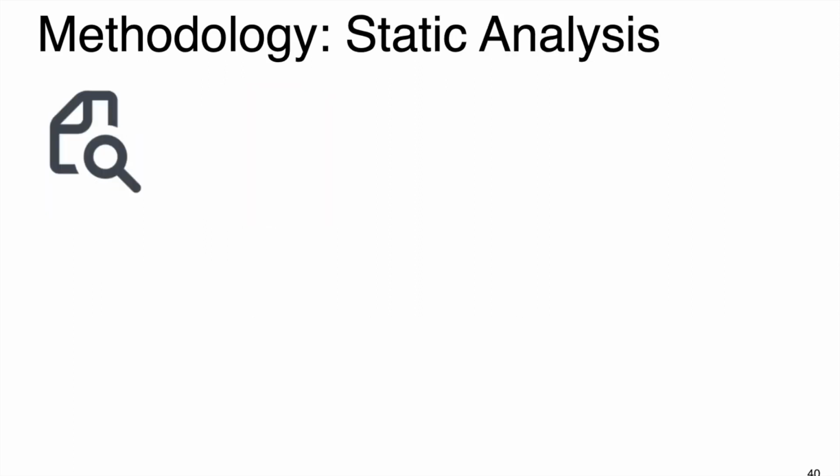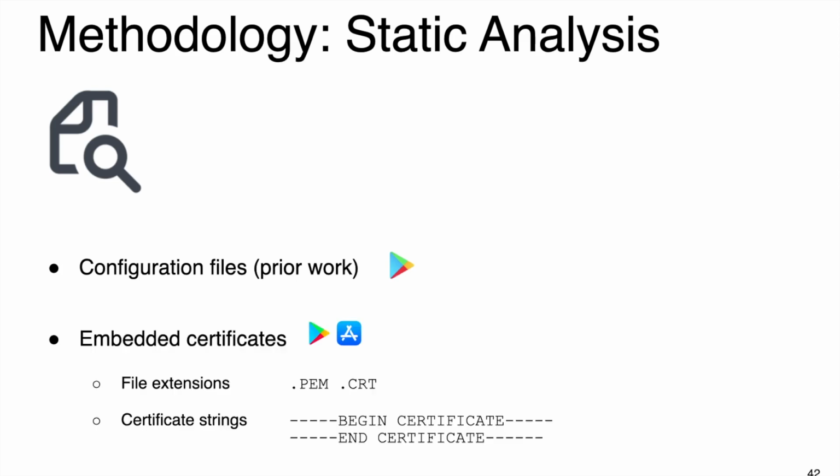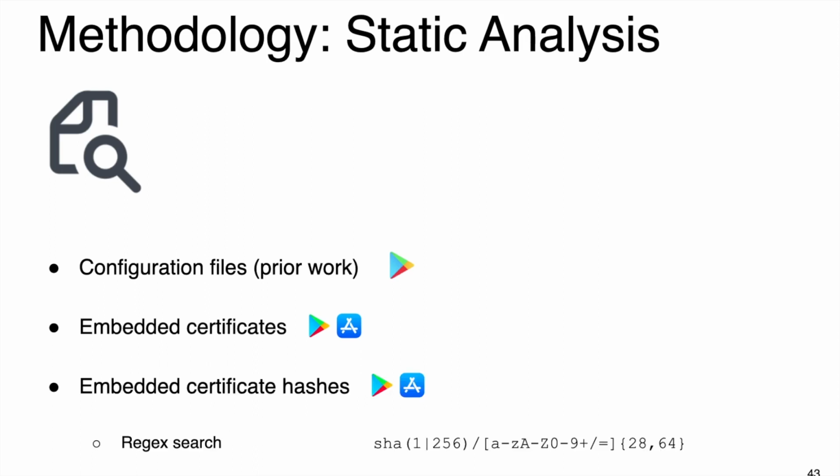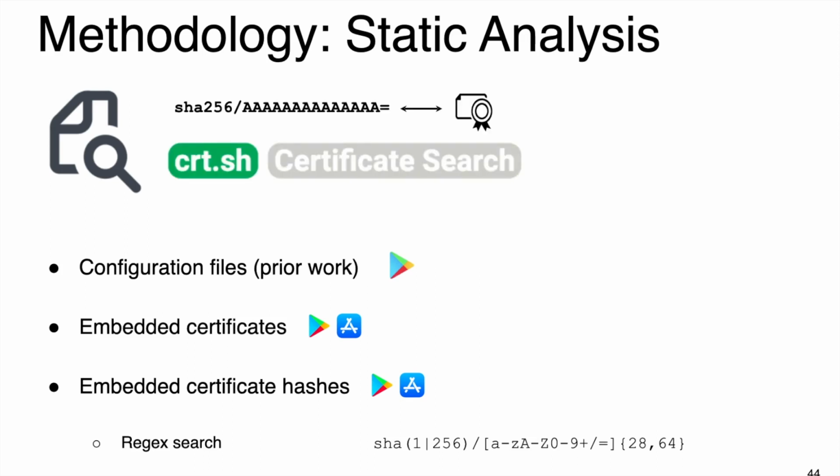Moving on, we decompile these apps to statically look for signals that may indicate certificate pinning use. We first checked for network configuration files in Android apps, as this technique has been used frequently in the past. While this method only works for Android, the rest of our methodology is cross-platform. We then looked for certificates embedded in the apps. We looked for relevant file name extensions as well as any strings with delimiters that correspond to certificates. We also looked for embedded certificate hashes using a custom regex search.